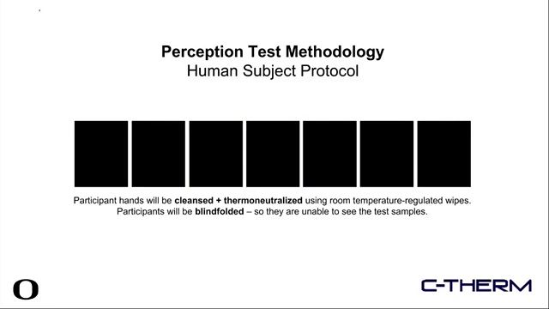Participants' hands will also be cleansed and thermally neutralized with room temperature regulated wipes. If you've ever had small children at home and had a baby wipe warmer, we have one of those that we're using. And also, we will blindfold the participants so they're unable to see the test samples.